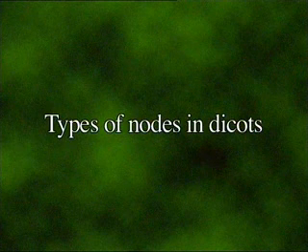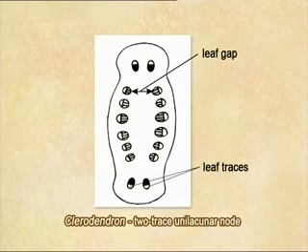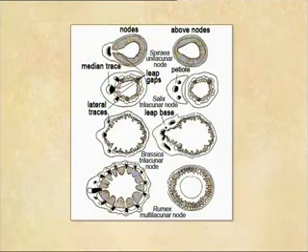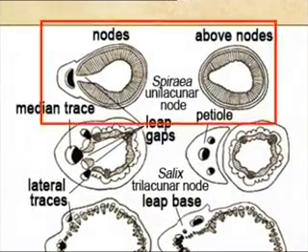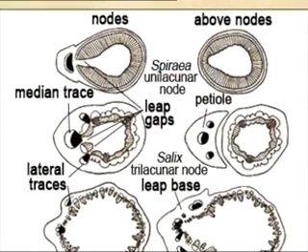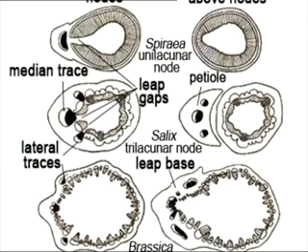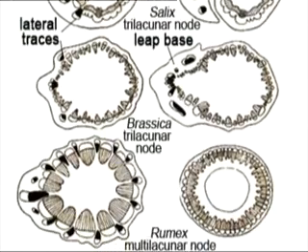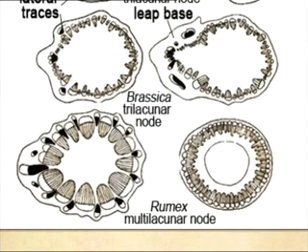Types of nodes in dicots. Four main types of nodes are recognized in dicots. Number one, two-trace unilacunar with a single gap and two traces to one leaf connected to the opposite halves of the axial vascular system. Second, one-trace unilacunar with a single gap and a single trace to a leaf. Third, trilacunar, that's with three gaps and three traces to a leaf, one median and two lateral. And fourth, multilacunar with several to many gaps and traces to a leaf. However, trilacunar nodes are more common.